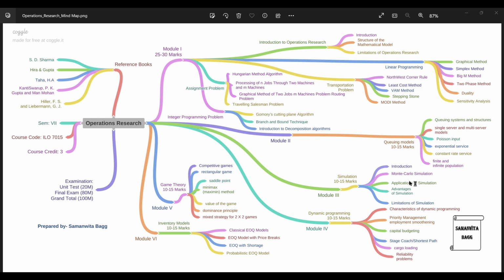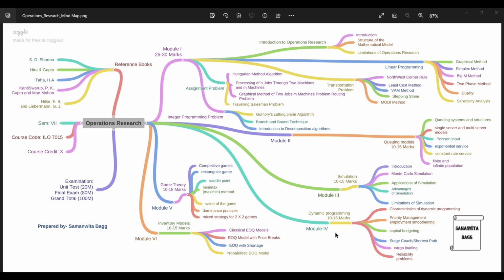There are numericals based on Monte Carlo simulation. One question definitely occurs on this topic, and you may have a small theory question of 5 marks, say what is Monte Carlo technique or short note on it. What are the applications of simulations, advantages or limitations of simulation? Something of this sort could be a 5 mark question.